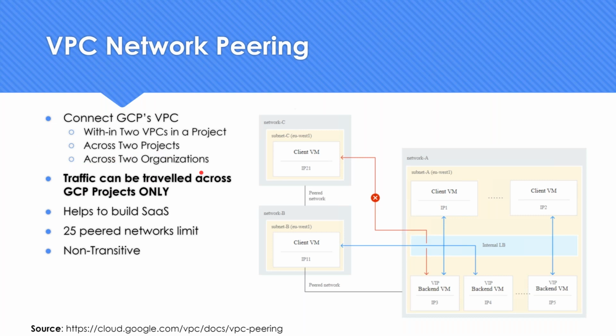Yes, Vivek, what's the question? In shared VPC, the network is global. Let's say one project is in India and another is in Singapore or the US. How will the ingress and egress charges be calculated?